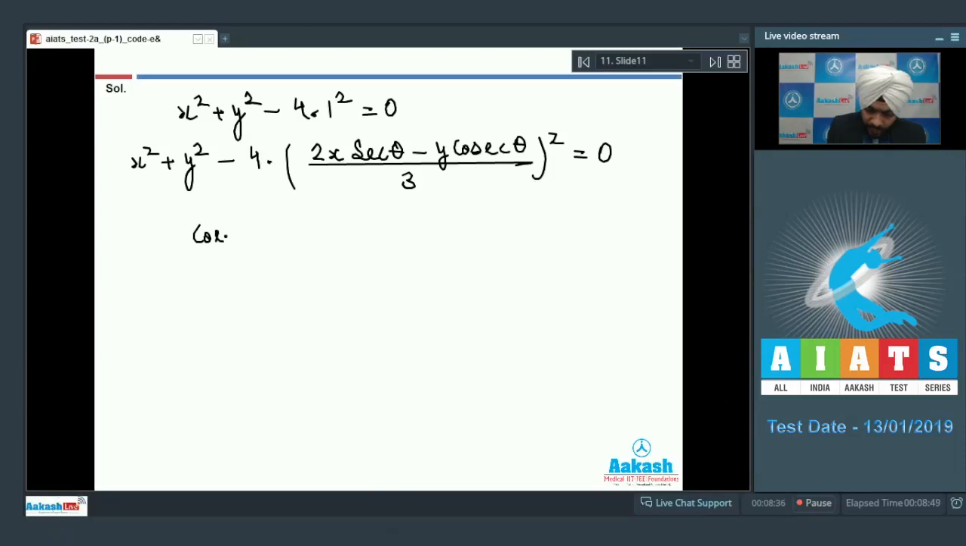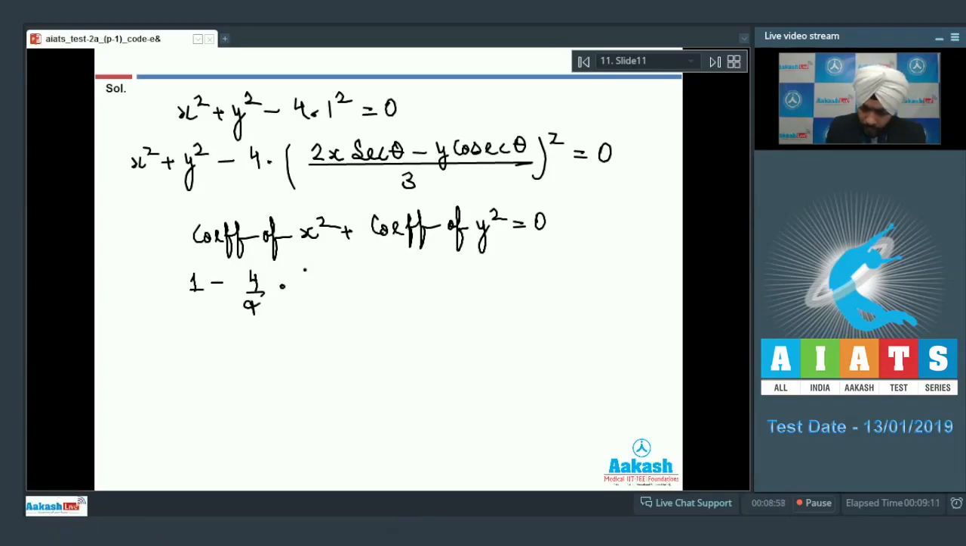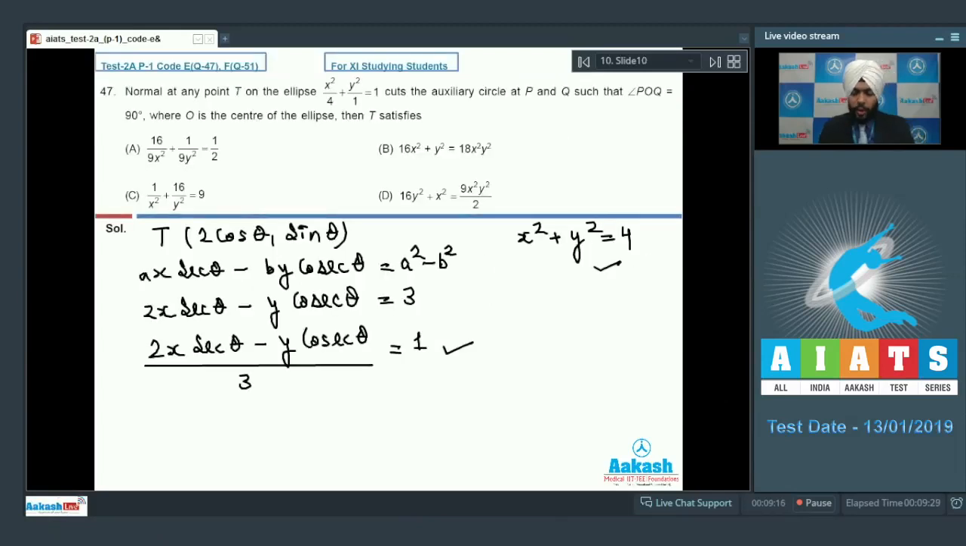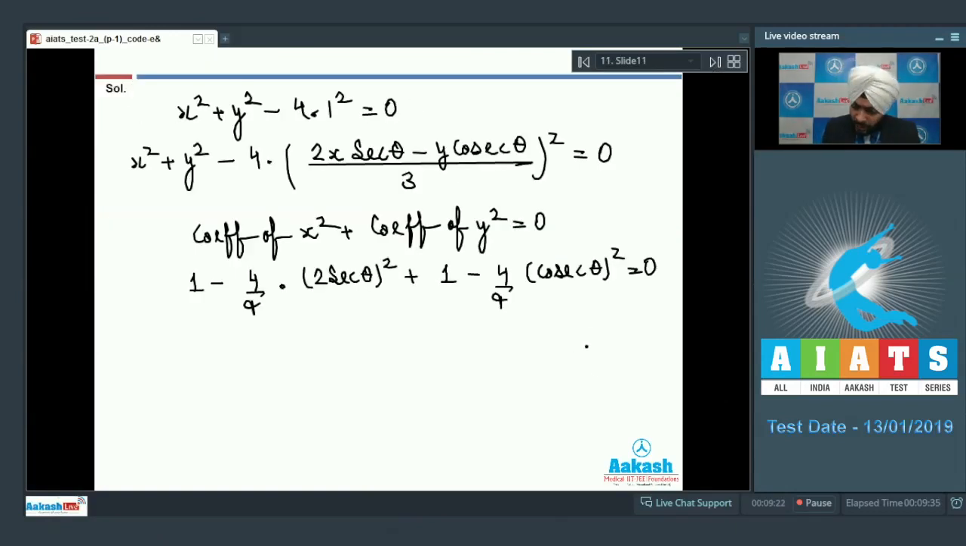So the coefficient of x square plus the coefficient of y square equals 0. So 1 minus 4 by 9 into (2 secant theta) whole square plus 1 minus 4 by 9 (cosecant theta) whole square equals 0. You have to find the locus of t. So t is (2 cos theta, sin theta). So h is equal to 2 cos theta here, and k is equal to sin theta.